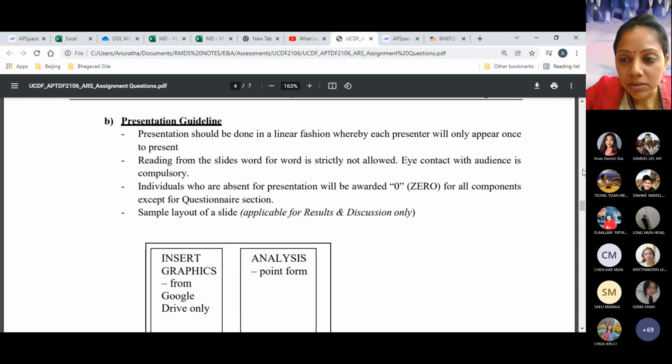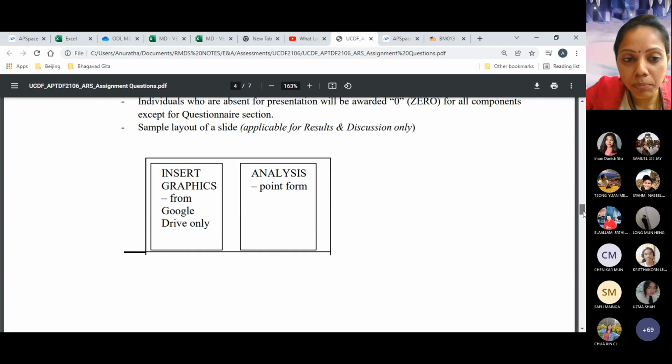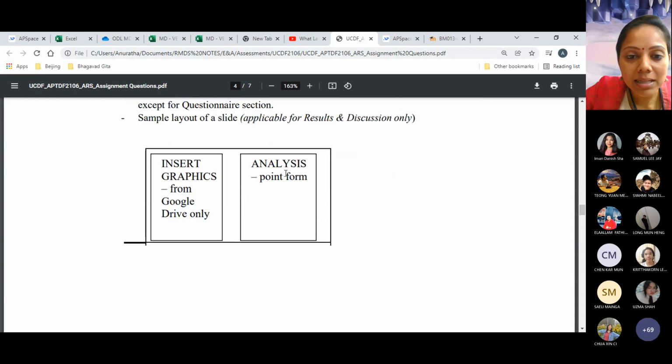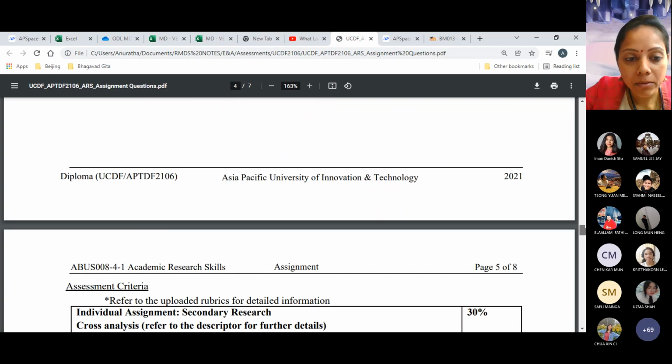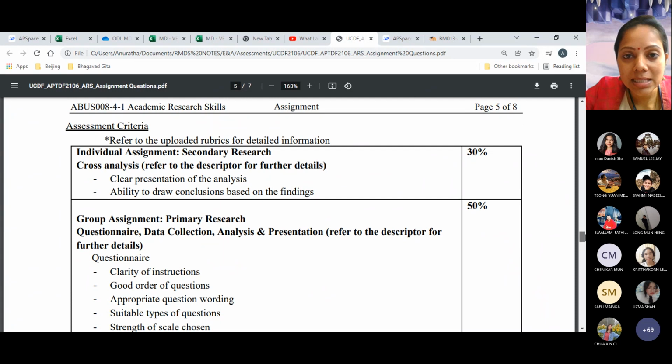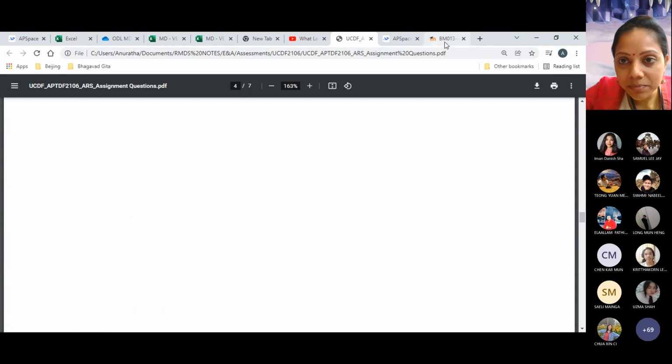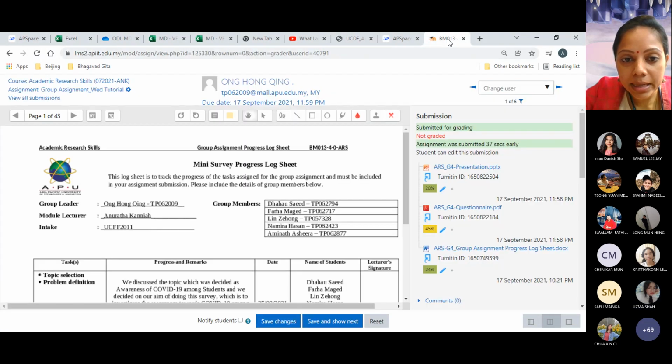This is the format. Your slide must be divided into 2 parts. The left part is the graphic, the right part is the analysis. I'll show you a sample. All right, and this is the assessment criteria. So far, is it okay? You understand? Any questions? Is it okay? Yes, miss. Okay, now I show you a sample.